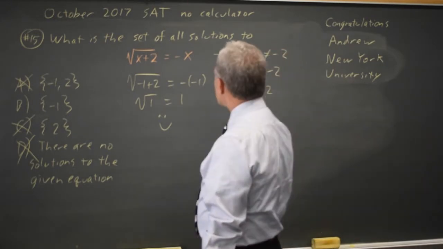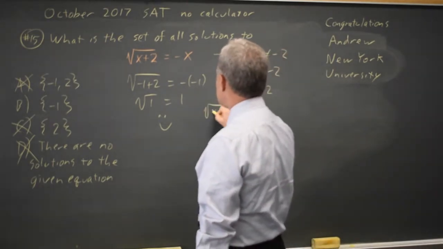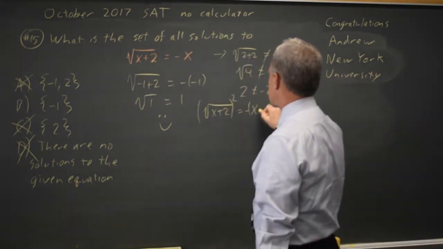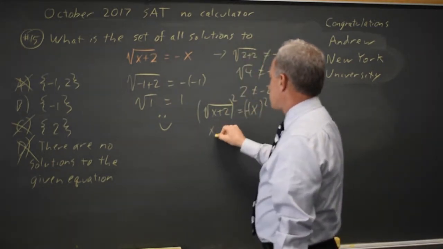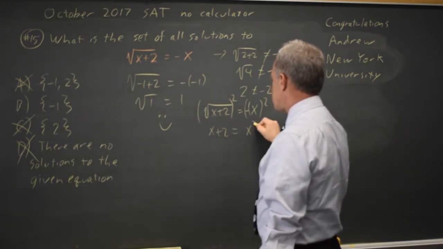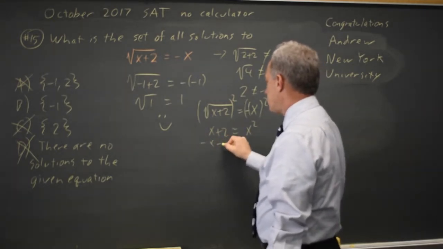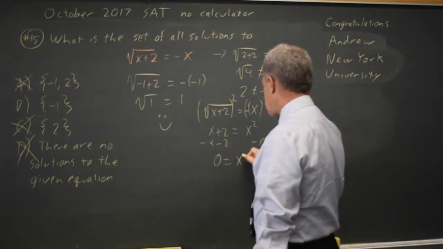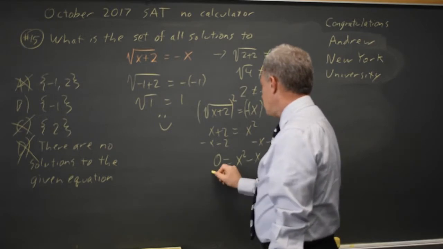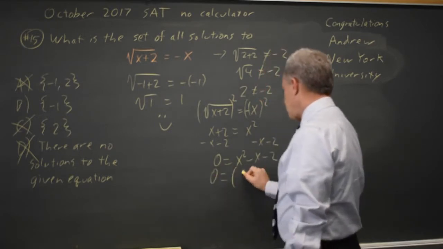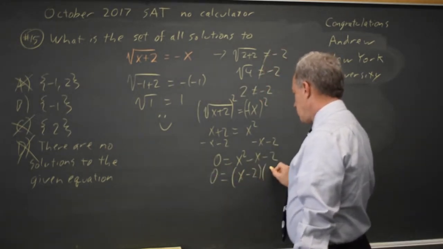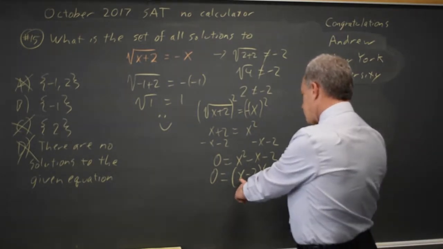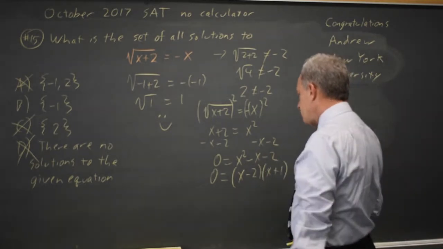Now let's try this algebraically. I have root x plus 2 equals -x, and I'm going to square both sides. So that's x plus 2 equals x squared. If I subtract x and I subtract 2 from both sides, I get 0 equals x squared minus x minus 2. If I factor, I get x minus 2, x plus 1, and that product is x squared plus x minus 2x is minus x minus 2, so that works.